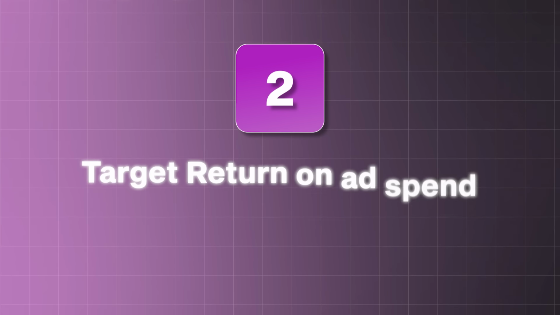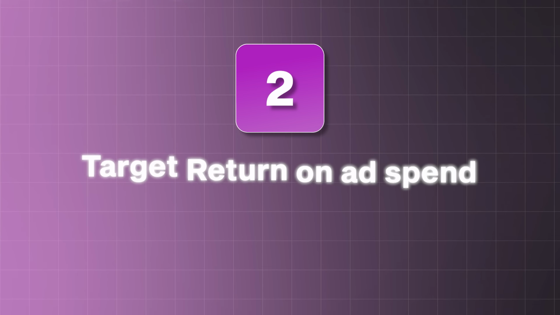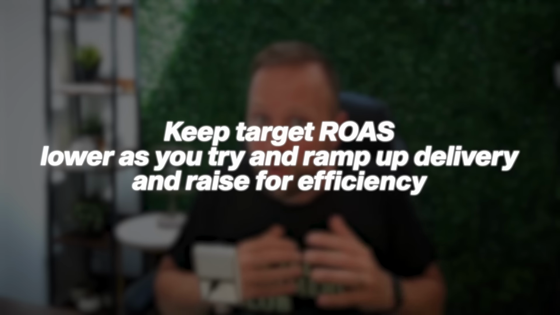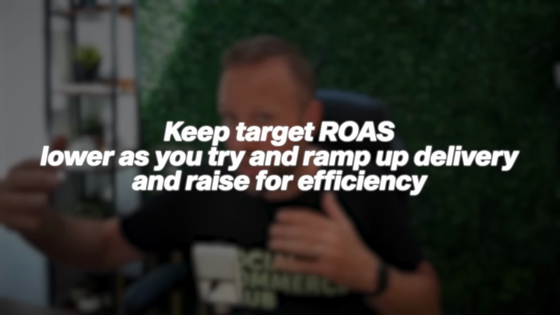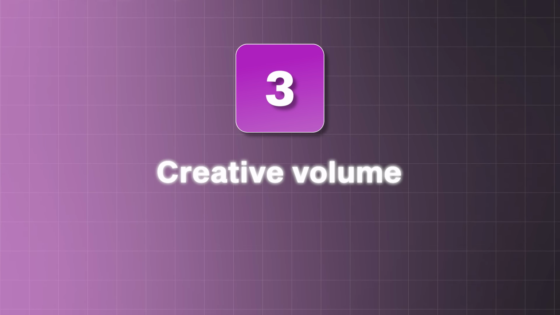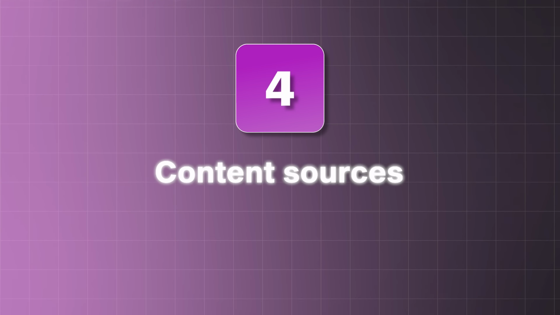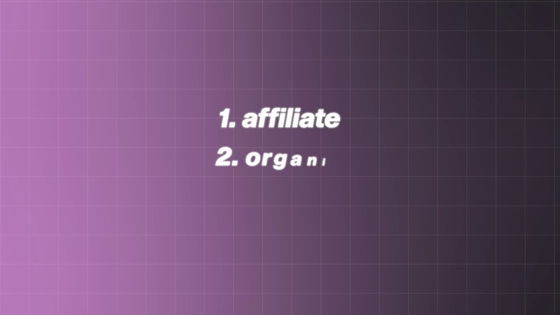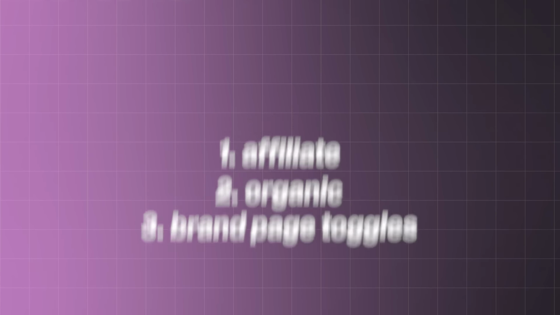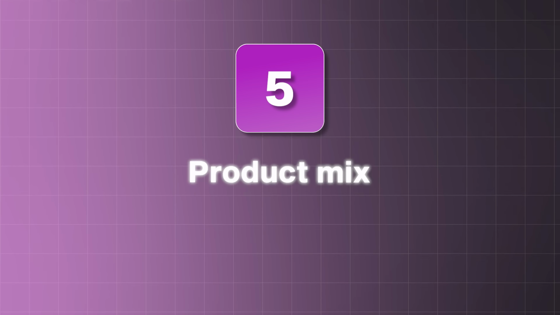Now, number 2, and this might be the biggest lever that you will ever pull, and this is your target return on ad spend. Now, at first, you're going to want to keep that target return on ad spend lower as you try and ramp up delivery and raise for efficiency. Number 3 is your creative volume, and this is going to be a big one that we're going to get into in a minute here. Number 4 is your content sources, or affiliate, organic, and brand page toggles, and we'll get into those in a minute. And number 5 is your product mix. This is a unified campaign versus these promo-only ad groups or promo-only GMV Max campaigns. Let's get into when and how to pull each one of these levers.